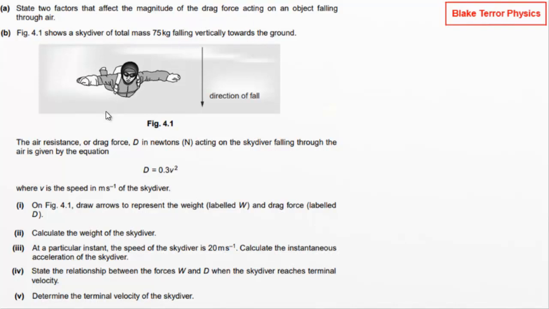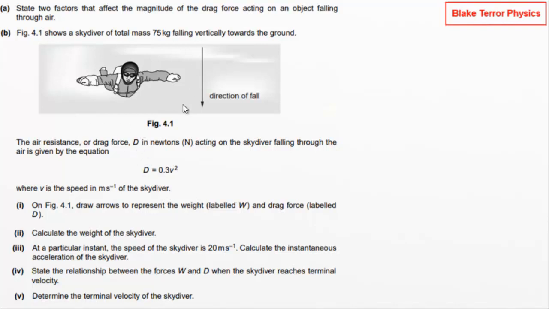Right, there's quite a lot of things we could state there. I mean, you've got the shape of the object that's falling. If you've got a very large surface area, you're going to get more drag. You've got the density of the medium, in this case the air, the density of the air that you're moving through. You've got the velocity, the faster you're moving, or I should say the speed really, because it doesn't matter on the direction. The faster you're moving, the greater the magnitude of the drag force. So two of those three would be the obvious ones to go for.